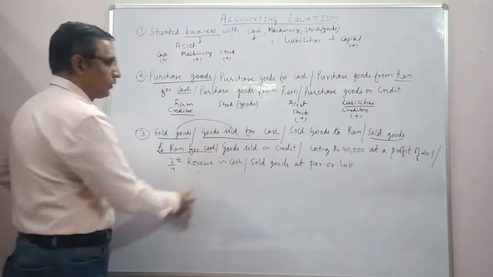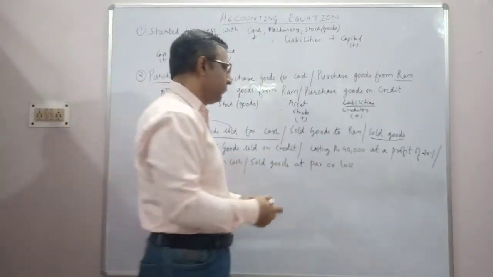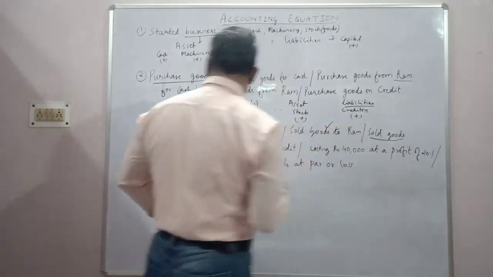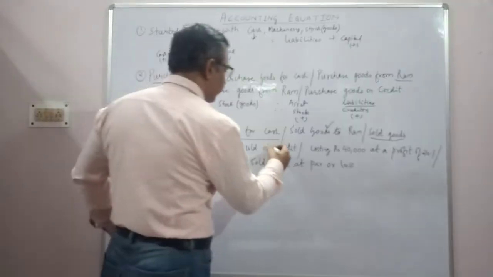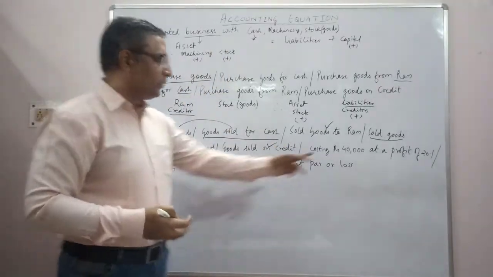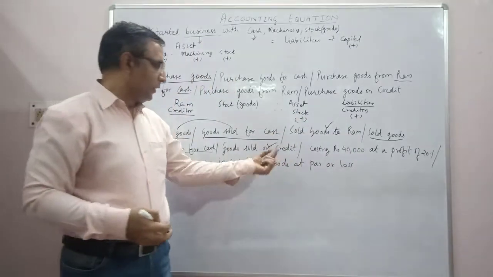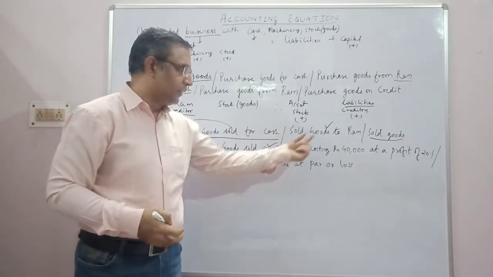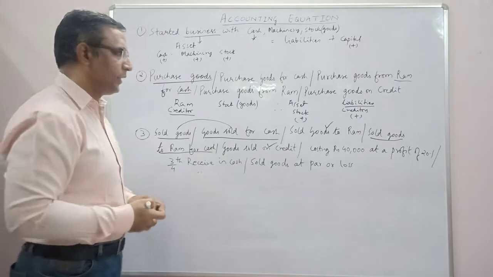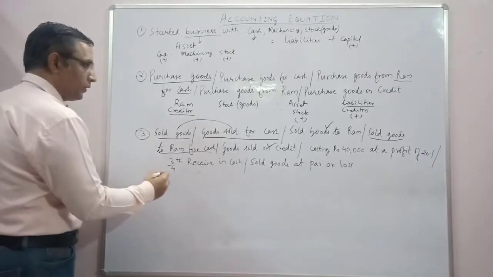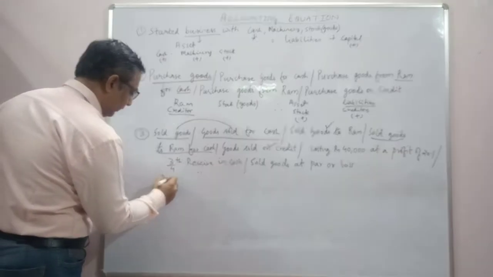Now we come to the next one. Sold goods to Ram, or goods sold on credit. Here the name is given but no cash is given. Here it is explicitly given that it is on credit. Both these entries mean the same thing. Here our debtors are going to increase.